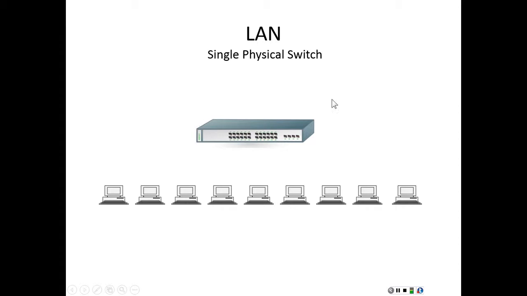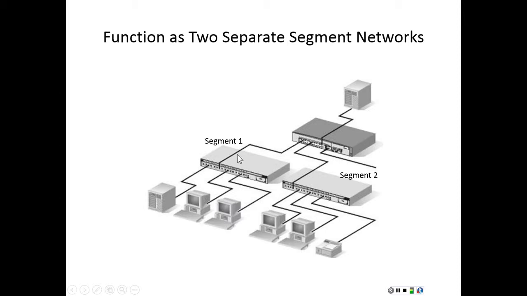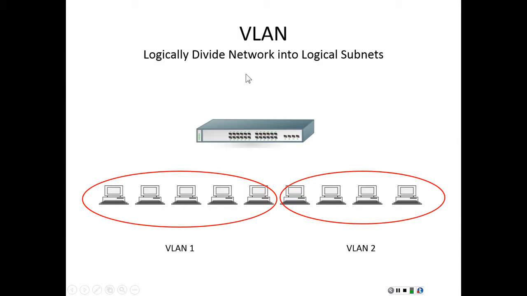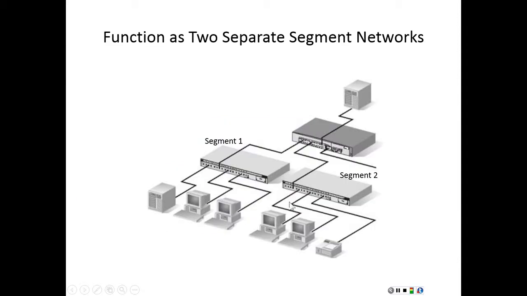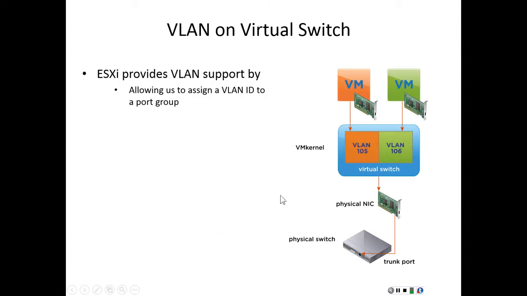A VLAN is where we take a single switch and logically divide it into two separate logical subnets, which we will call VLAN 1 and VLAN 2. And these computers are isolated from each other. It would be just as if we had purchased a second switch and moved half the machines to the second switch. But with a VLAN, we can logically divide our network into separate logical segments as if we had broken our network into two physical segments. That's what a VLAN does.